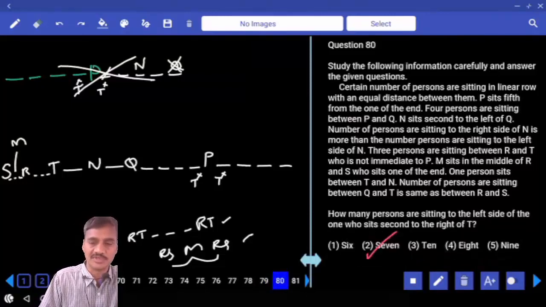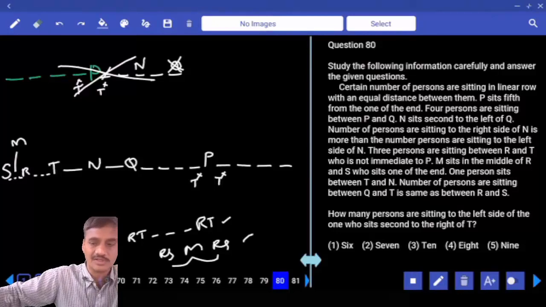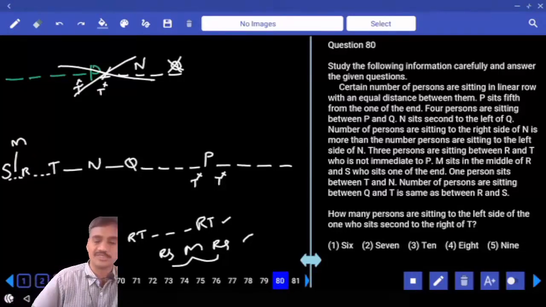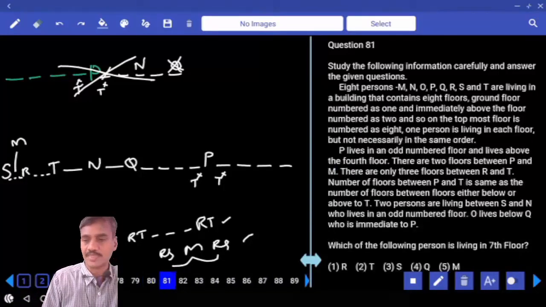Then question number 80. How many persons are sitting to the left hand side of the one who sits second to the right of T? Second to the right of T is N. How many are to the left hand side of N? 1, 2, 3, 5, 6, 7, 8, 9, 10. Altogether we have 10 persons to the left hand side. That is choice 3. Clear now? Questions 76 to 80.